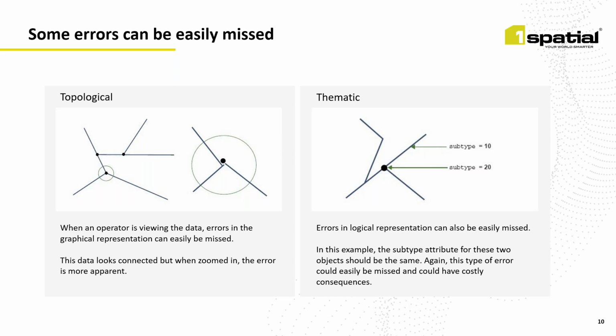And then on the right-hand side, again, potentially this would not be easy to spot with the human eye, especially if the right cartographic styling wasn't applied to the data. What we have here is a subtype 10 on the pipe connecting into a node with a subtype of 20, when we may have a rule within our data set whereby the subtypes must line up where they connect. Again, just an example of something that would actually be very easy to miss if we didn't automate our data quality checks.